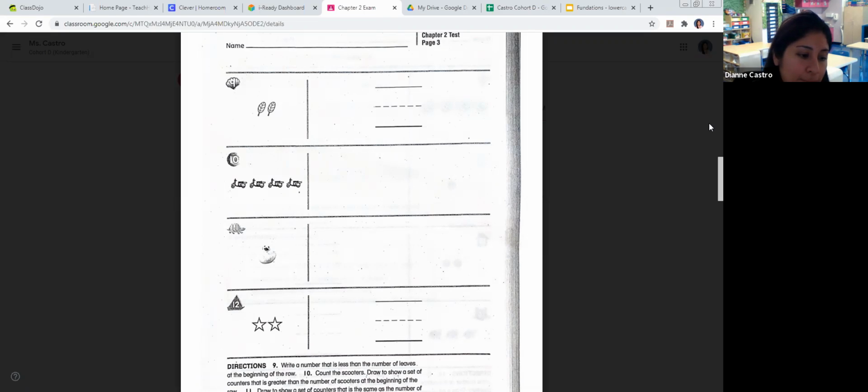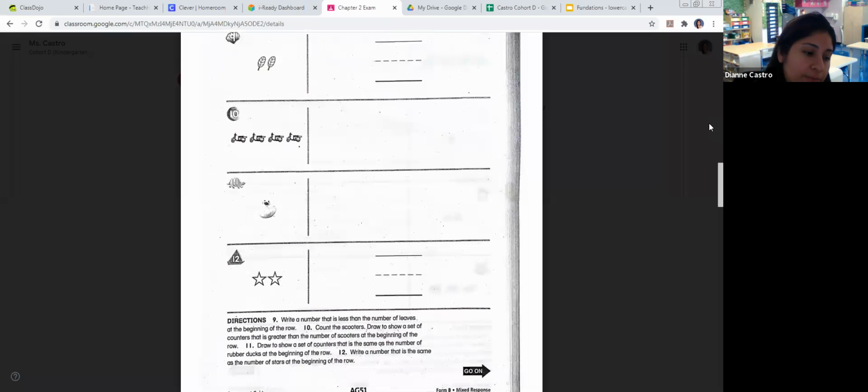Number 11, draw to show a set of counters that is the same as the number of rubber ducks at the beginning of the row. So simply count your rubber ducks, and then you're going to draw that same number in the white space to show how many ducks you have. So when they say draw counters, you're just going to draw circles. You could draw the circle and then you can label it to show how much you have.